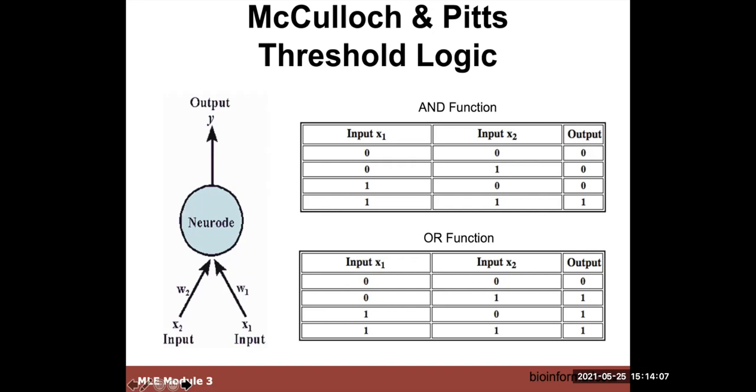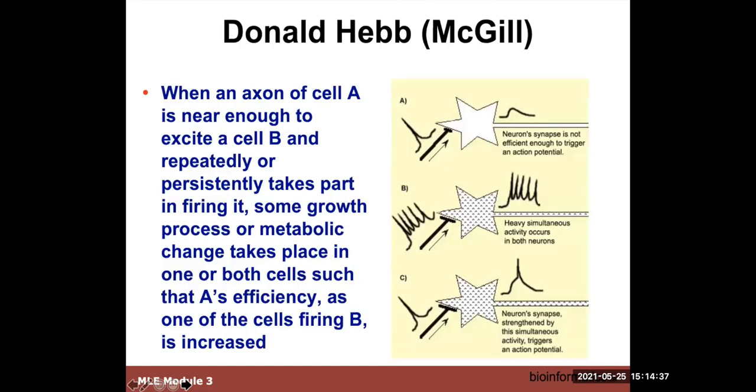And with this neurode, you could do things like ANDing or ORing, logical multiplication or logical addition. So 0 times 0 equals 0, 0 times 1 equals 0, 1 times 1 equals 1, that's ANDing. And OR is 0 plus 0 equals 0, 1 plus 0 equals 1. 1 plus 1 equals 2, but because the maximum you can get is 1 with binary, it also equals 1.